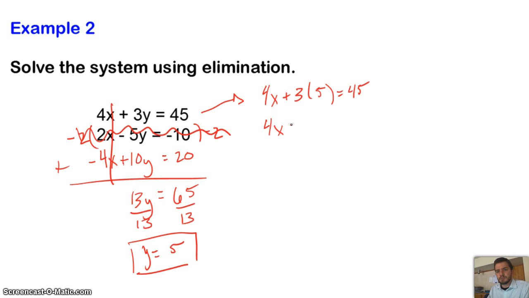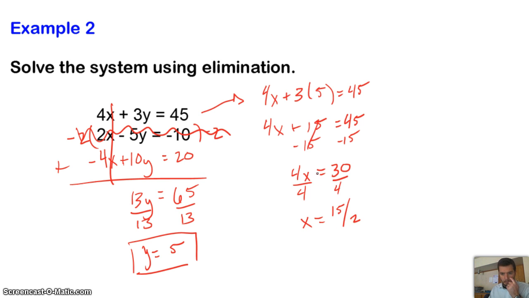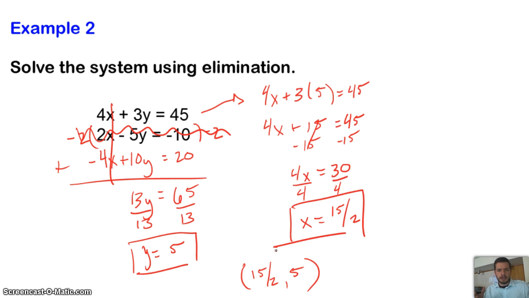So 4x plus 15 equals 45. Subtract 15. So 4x equals 30. Divide by 4. So x will equal, if I reduce by 2, 15 over 2. Alright, and that's it. So again, my ordered pair for this one would be 15 over 2, comma 5. Or you can write it as 7.5. That would work as well.